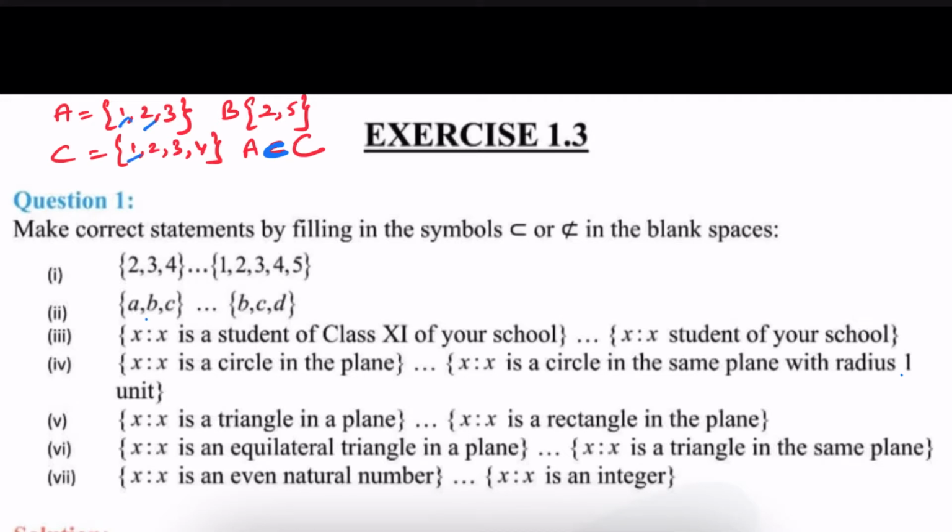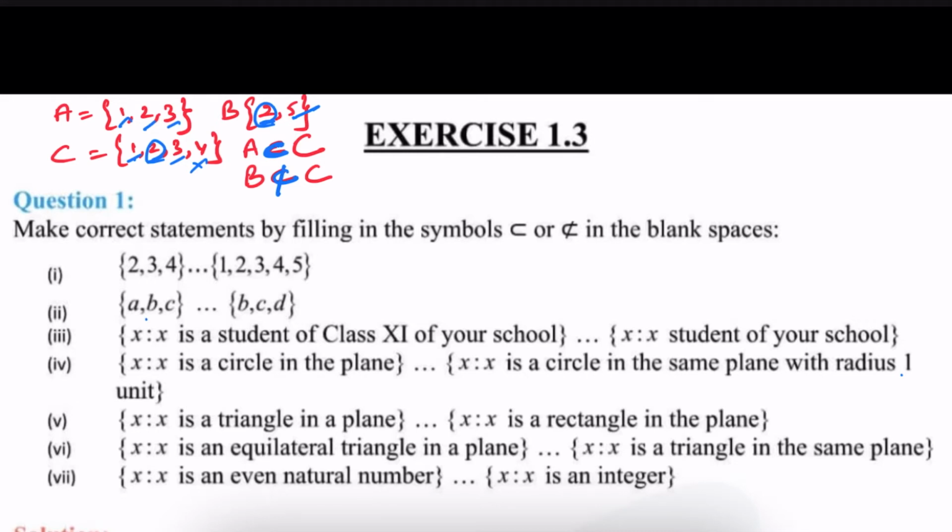See here, 1 is present in A, 1 is present in C, 2 is present in A, 2 is also present in C, 3 is present in A, 3 is also present in C. Now we can tell that B is not a subset of C. Element 2 is present in both of them, but 5 is there only in B, not in C. So therefore B is not a subset of C. This is the way we define subset or not subset.